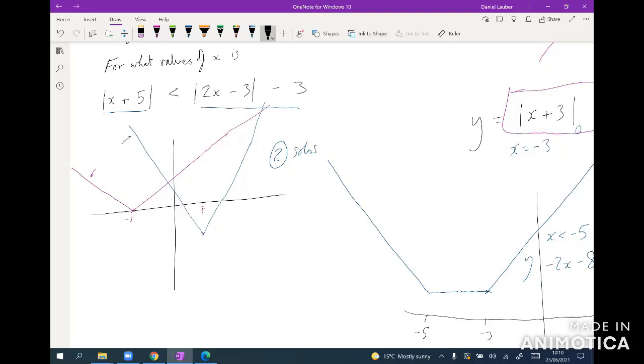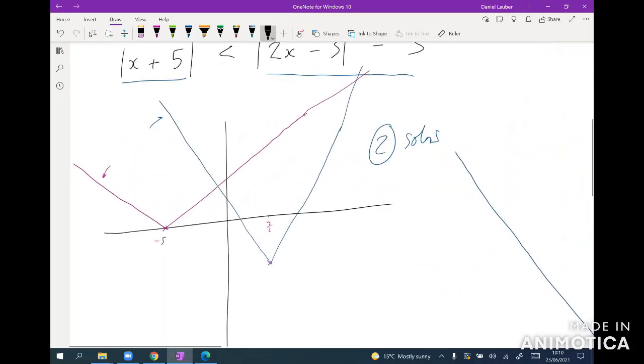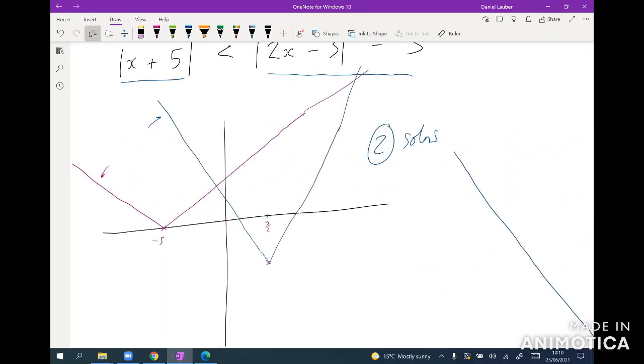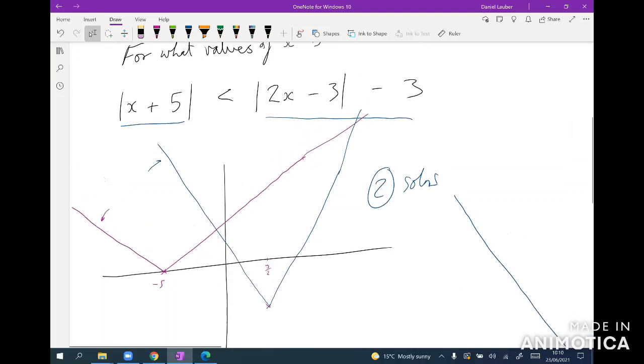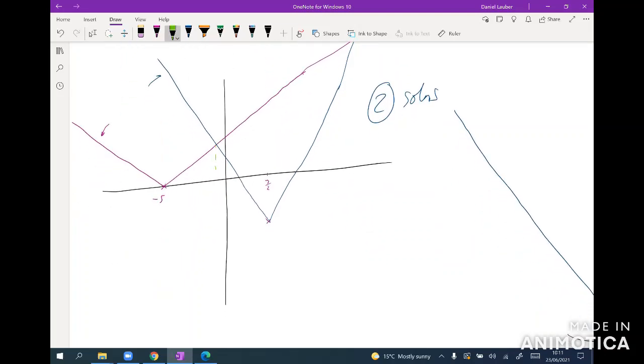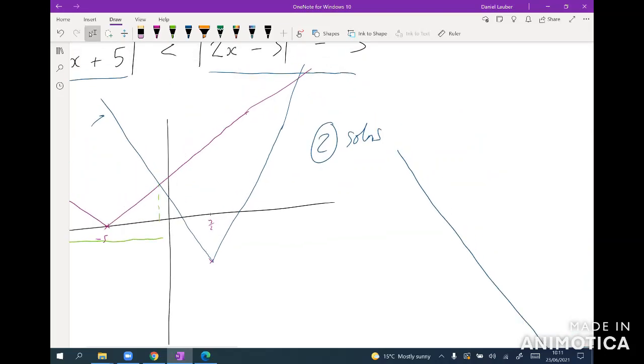So we're not going to do anything else. I've sketched this out. And so now all we need to do is say, well, when is the purple graph, which is x plus 5, less than the blue graph? Well, it looks to me like it's less than the blue graph anywhere to the left of this point. It's always less than it over there. Blue is above purple. But also we can see that it's going to be also less than the blue graph anywhere to the right of this point.